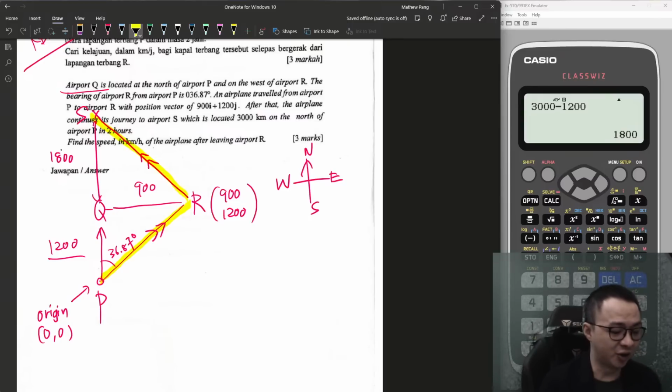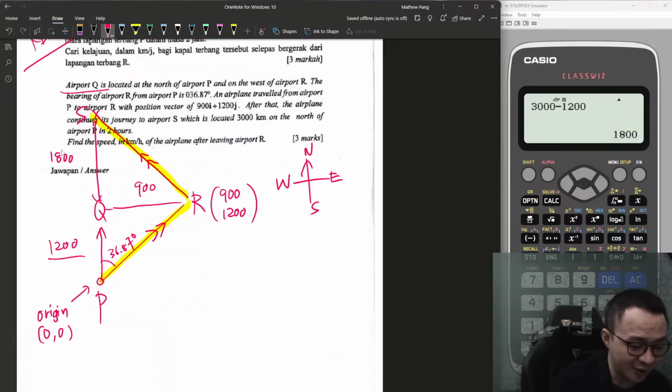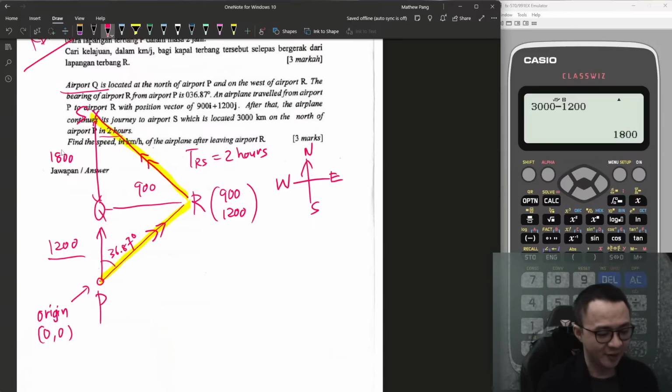So you travel, then it continue travel to the S. It's 3000 on the north of the P, right? And they take 2 hours. So in 2 hours, I think this is the time from R to S, is 2 hours. Okay, because they said after that, so they spend 2 hours. Okay, now they ask us to find the speed of the airplane after leaving the R.